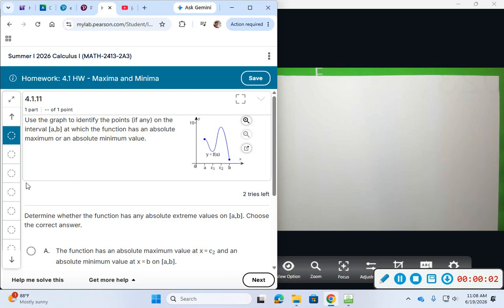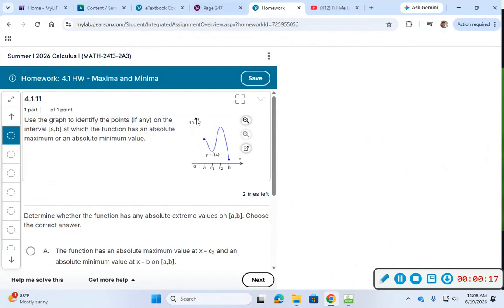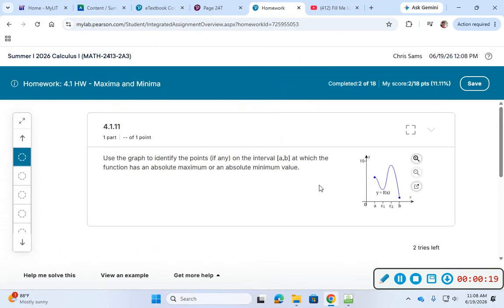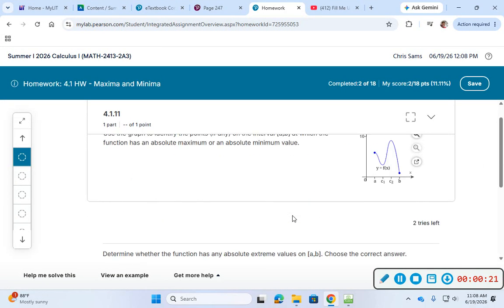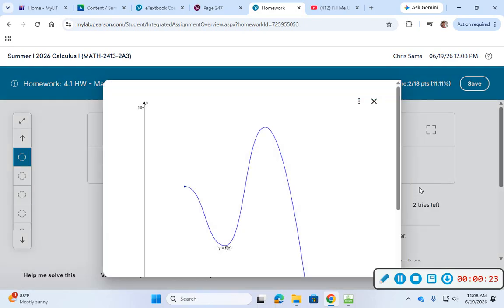All right, question number 3. We're going to use the graph to identify the points, if any, on the closed interval AB at which the function has an absolute maximum or absolute minimum. Since we're not going to have to write or solve out anything, I'm going to make this full screen and blow this graph up a little bit.